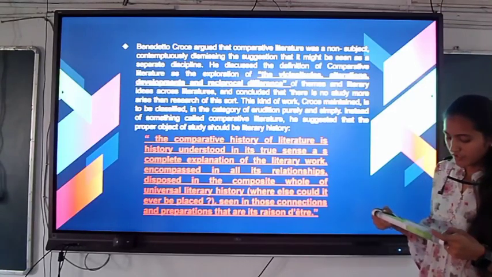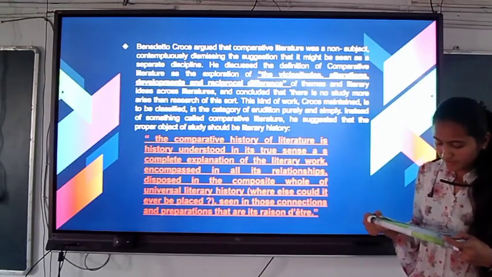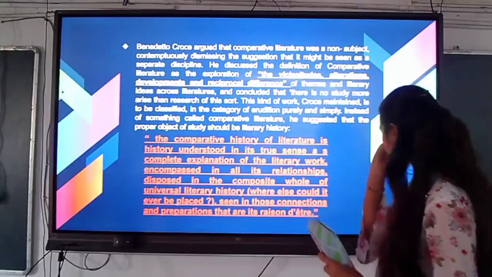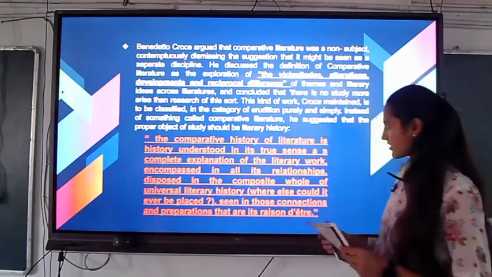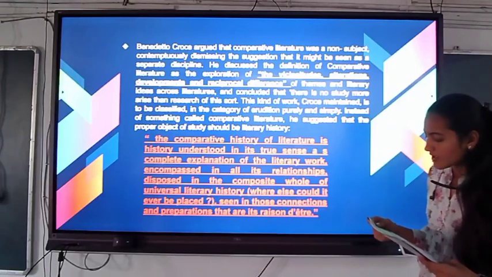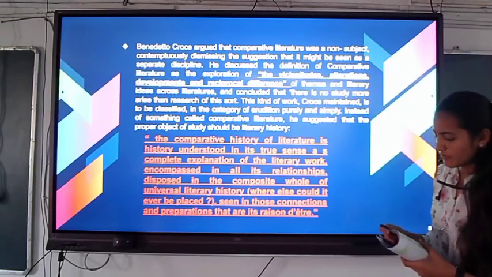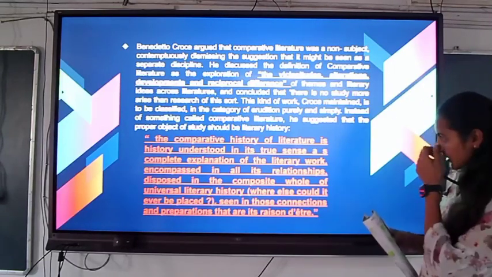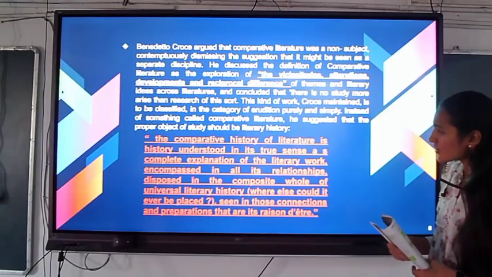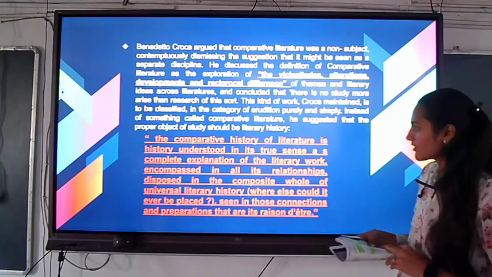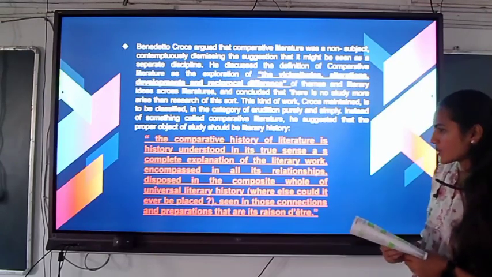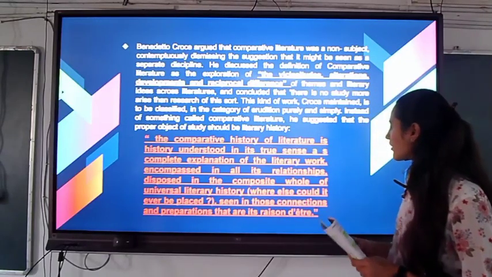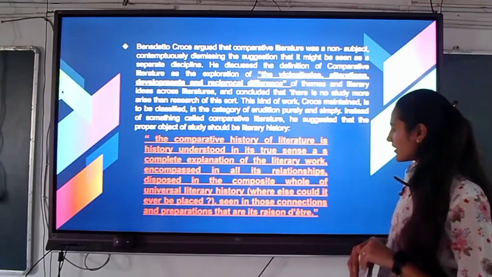And conclude that there is no study more right than research of this sort. Another suggests that the proper object of the study should be literary history. The comparative history of literature is a history understood in its true sense as a complete explanation of the literary work, encompassed in its relationships within the universal literary history.